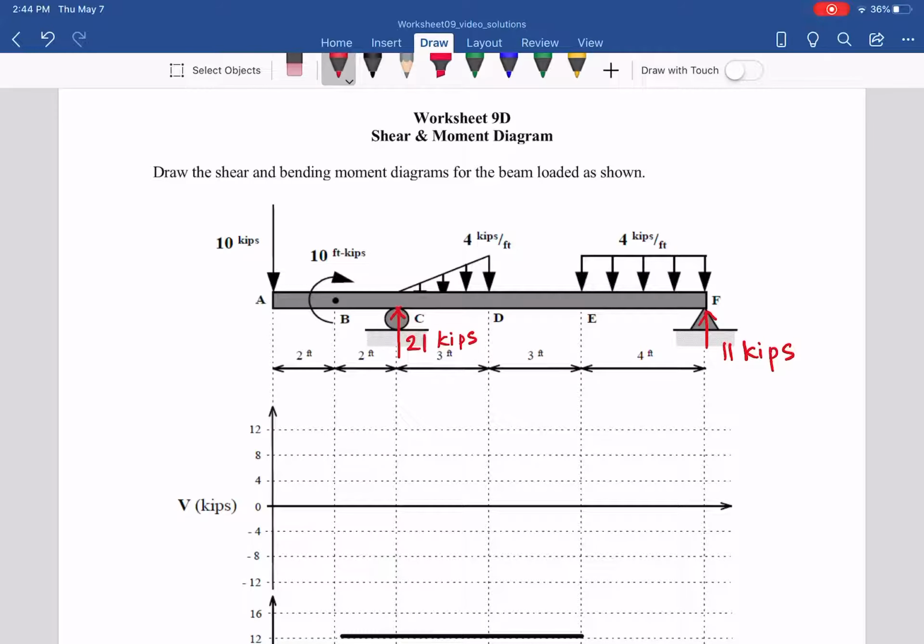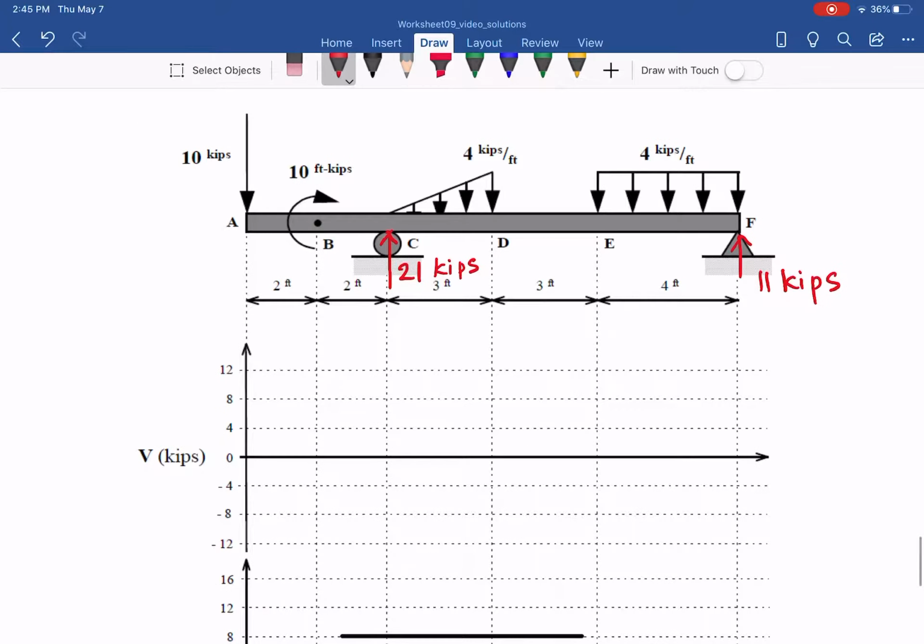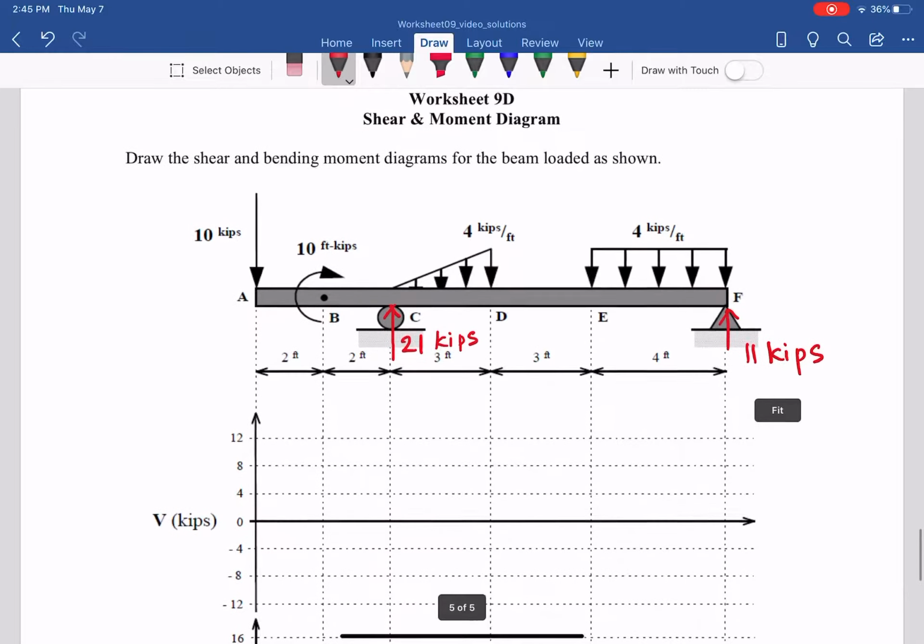So from that, we can go ahead and find the shear and moment diagrams. As you can see, this includes everything: uniformly distributed load, triangular distributed load, couple moment, and concentrated load. This represents everything that we have learned so far. If you are able to solve this problem without seeing the video, then you really understand shear and moment diagrams. So try to challenge yourself before you watch this video.